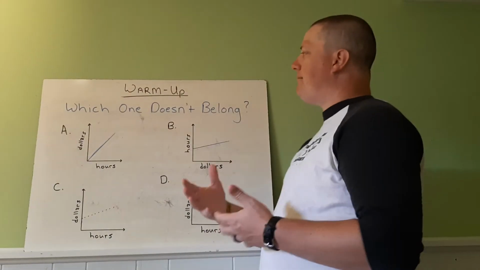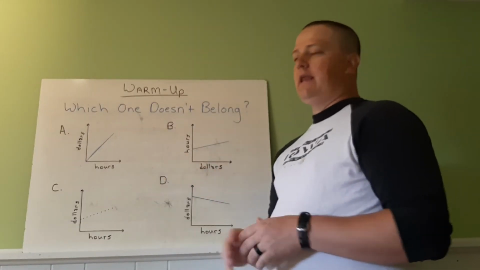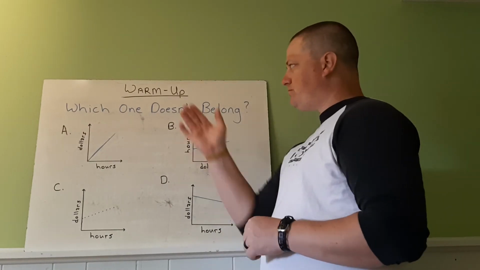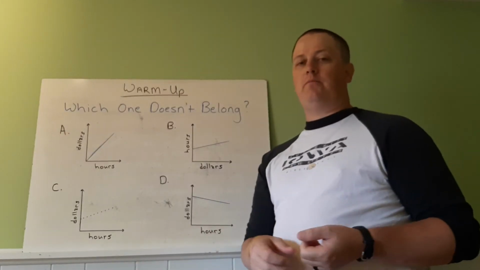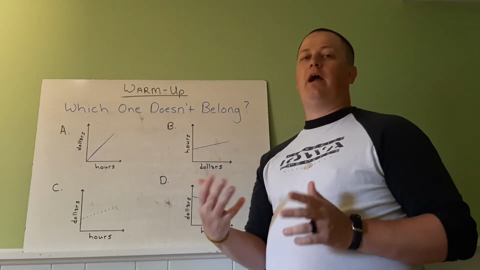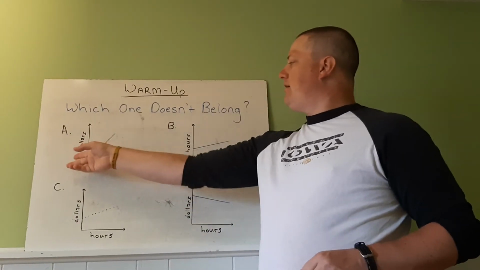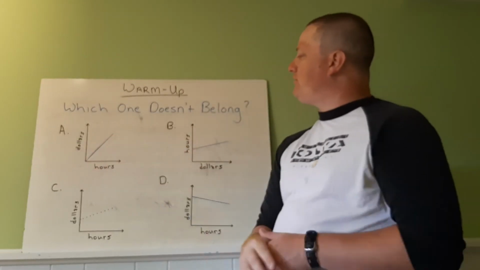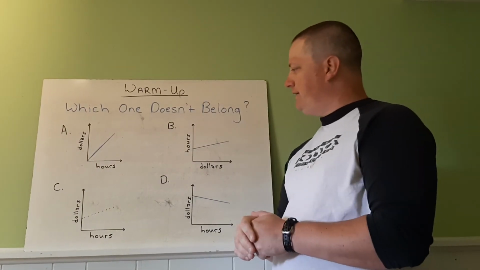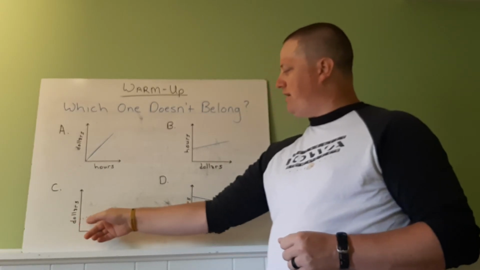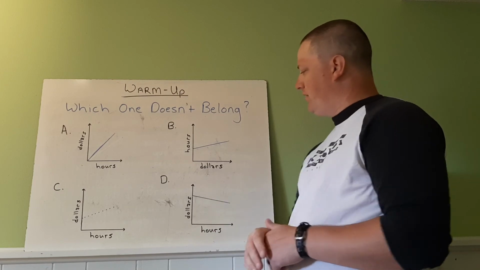All right, your warm-up for this class, for this situation, is looking at 4 different graphs and deciding which one doesn't belong. Remember, when you do this, pick which one doesn't belong, and then write down your reason why you chose the one that you did. So here we have A with our labels, and there's our blue line. And then we have B with our labels and our blue line. C, our labels and our blue dotted line. And D, our labels and our blue line.